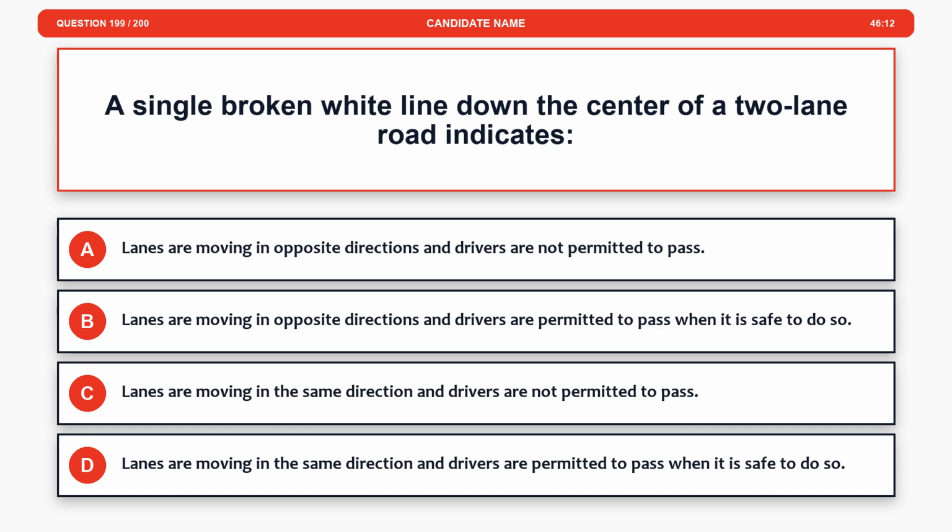Question 199. A single broken white line down the center of a two-lane road indicates: Option A, lanes are moving in opposite directions and drivers are not permitted to pass. Option B, lanes are moving in opposite directions and drivers are permitted to pass when it is safe to do so. Option C, lanes are moving in the same direction and drivers are not permitted to pass. Option D, lanes are moving in the same direction and drivers are permitted to pass when it is safe to do so.